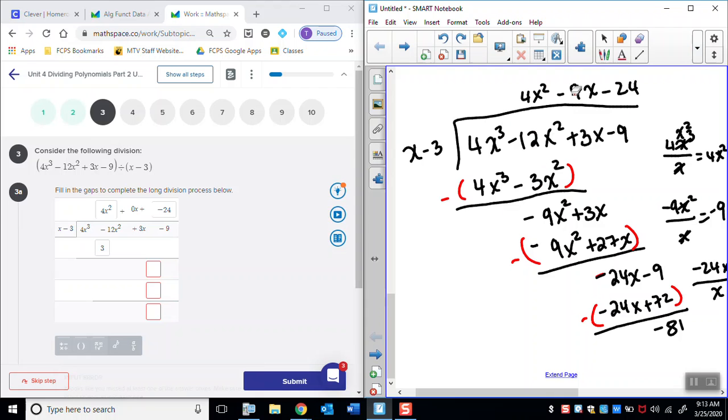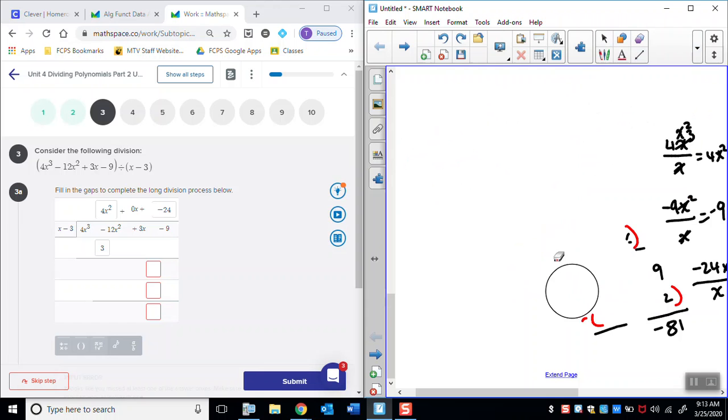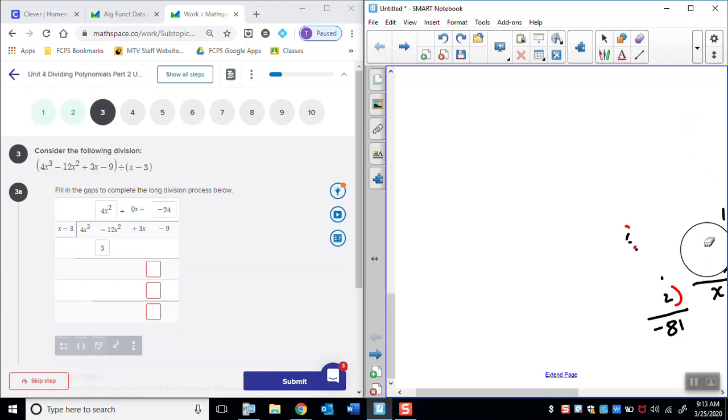The reason is because I got an answer here and the math space says this is supposed to be 0x, which was not. So let me restart this. Restarted this video, but before I redo the problem, I wanted to show you what my mistake was. Okay.